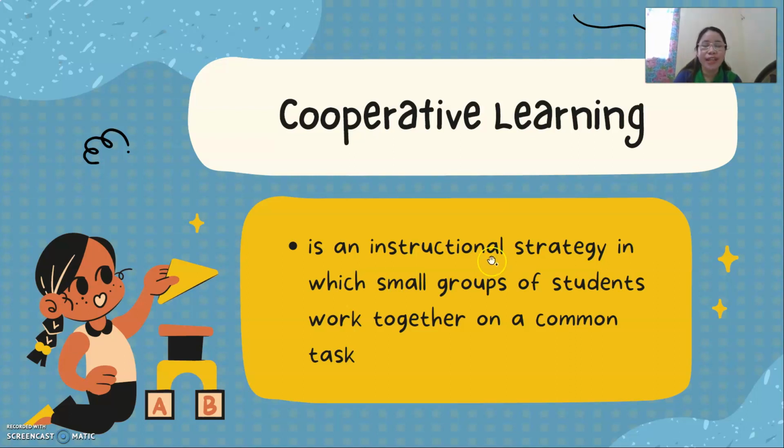So, cooperative learning is an instructional strategy in which small groups, and when we say small groups, at least 5 students in one group, will work together on a common task. Again, the minimum number of students in a group is 5, and the maximum number could be up to 15 to 20 students. Really? That big? That large number of students in one group? Yes, of course. It will depend on the total number of students in your classroom.